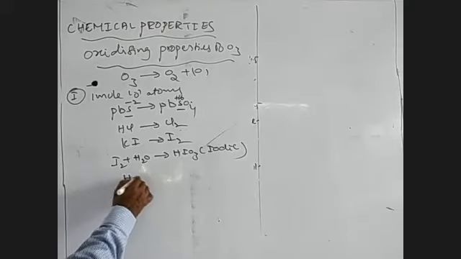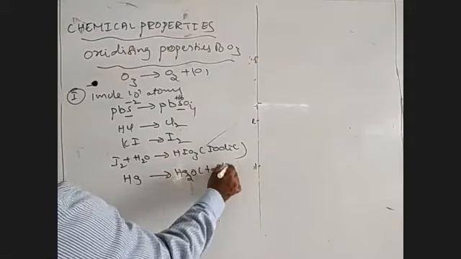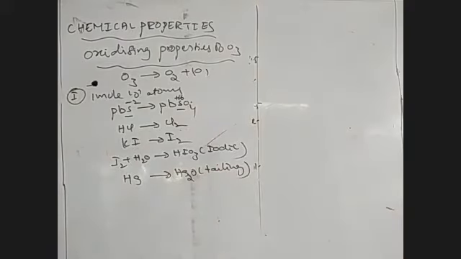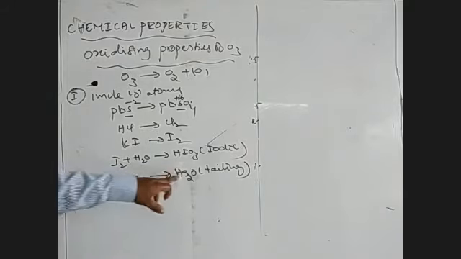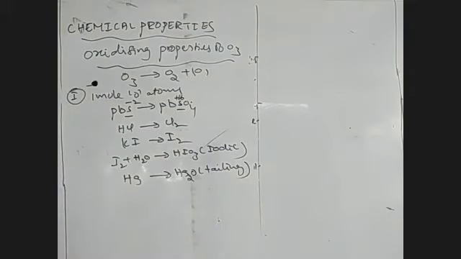And Hg changes into Hg2O. This is called tailing of mercury, which is the test used for identification of ozone. Generally, mercury does not stick to the walls of a container, which is its lustrous nature. When ozone is passed through mercury, mercury oxide is formed, and due to this it sticks to the walls of the container. That is known as the tailing of mercury. It is due to the formation of mercury(I) oxide, Hg2O.